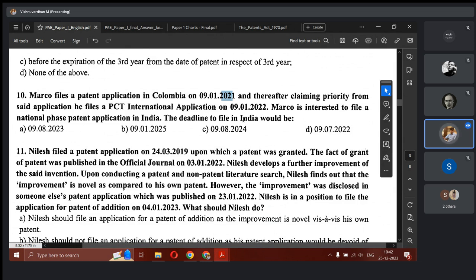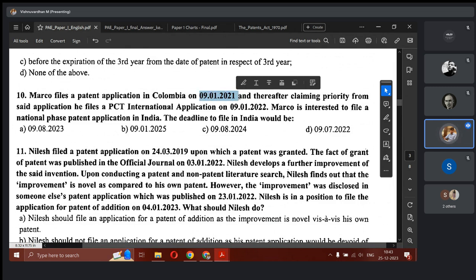The deadline to file in India would be, so see, again, there is a problem with this question, because if you file on 9/1/2021, within 12 months, you'll have to file the PCT application. So technically he has filed it within 12 months. But if it's 9/1/2021, will you take the risk of filing it on 9/1/2022, or will you do it one day before? It has to be 8/1/2022. Okay, 8th of Jan. Cool. Let's assume that it's a valid PCT application. In which case, the priority date is 9/1/2021 only, because he's taking the old priority.